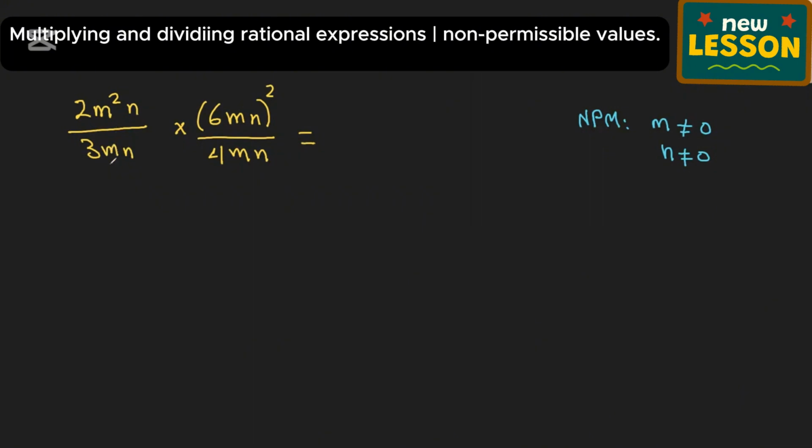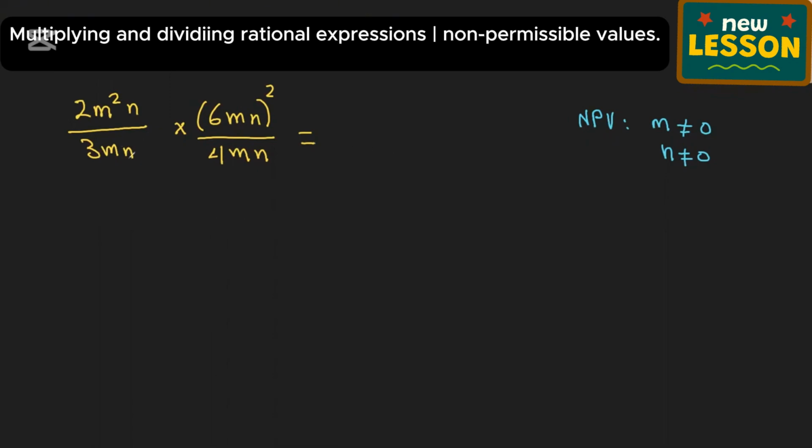If we make this M 0, then this will be 3 times 0 times N, and that will go to 0. And that's why M cannot equal 0 for our non-permissible values. And also if we make N 0, this whole thing will be 0, and we cannot divide by 0. So that's why we call them non-permissible values. We'll call them NPV, a non-permissible value. And after this, now we're going to go ahead and solve this.